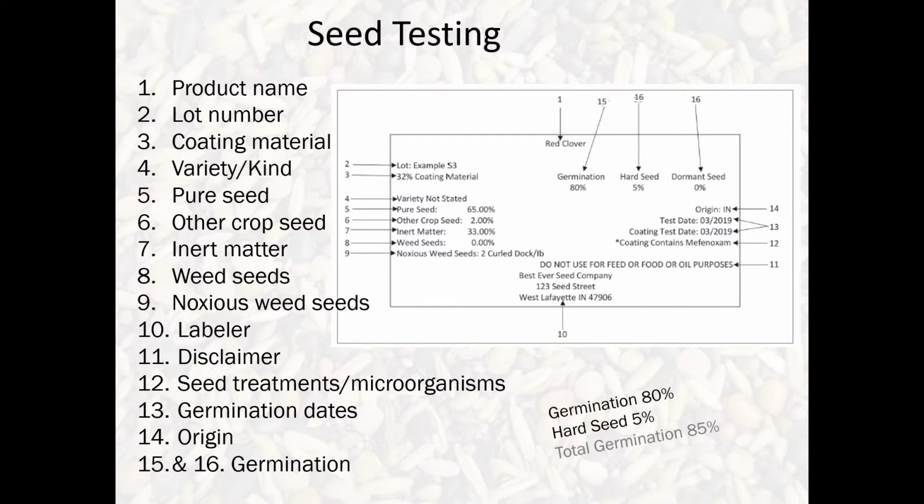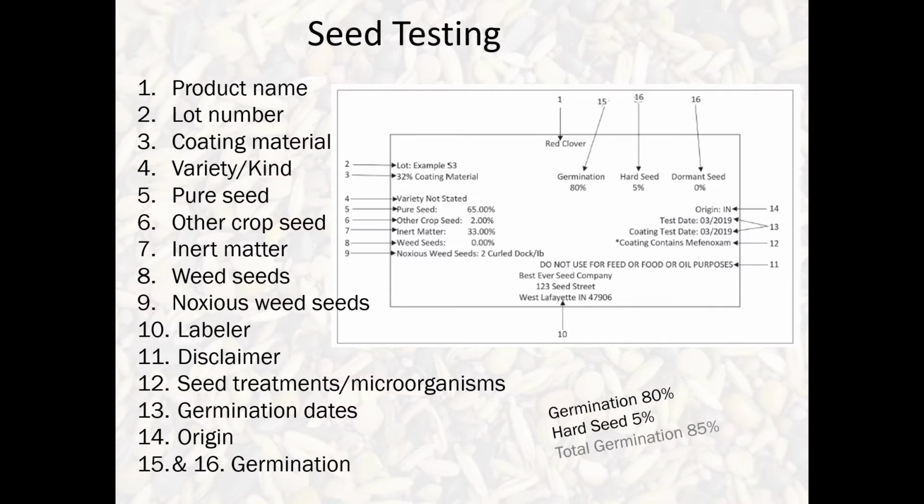The labeler is the company or individual that provided the seed to be tested. Disclaimers are common, especially noting to not use for animal feed, usually because of seed treatment. Germination dates include testing date and, if applicable, coating or inoculate test date. Origin is where the seed was grown. And lastly, germination.